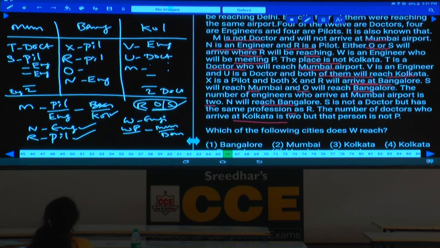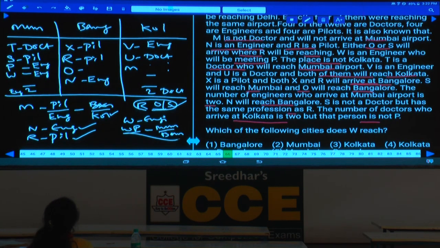It's 2, but that person is not P. And this doctor is not P. As this doctor is not P, where should this P be? P cannot be here, because if P is here, P will be along with W, and P and W cannot be here. As P and W cannot be here, hence where should P and W be? P and W must be Mumbai. P and W must be together, isn't it?